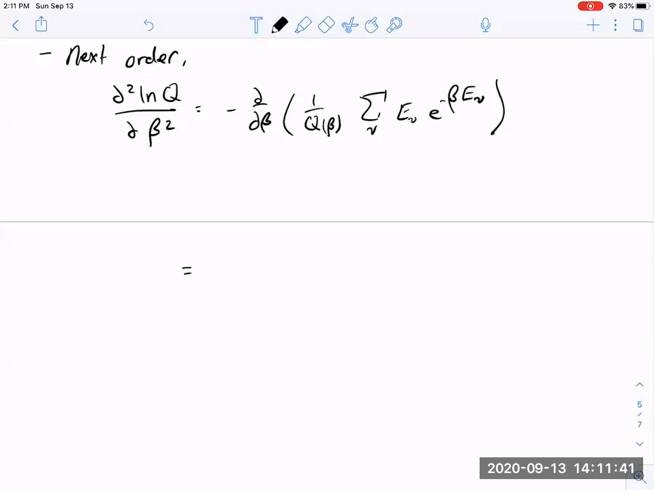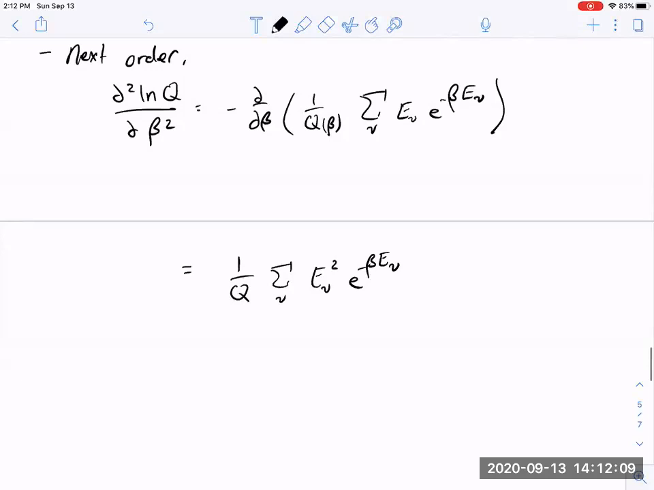If I take the derivative first with respect to the terms inside the sum, I'll have a factor of 1 over Q outside, a sum over states. I pulled down another factor of the energy. So now I have the energy squared. I get the exponential back. That's the first term. Again, if I take Q inside that sum, that's an expectation value, an average. That's the average of the energy squared. You'd call this the second moment of the energy.